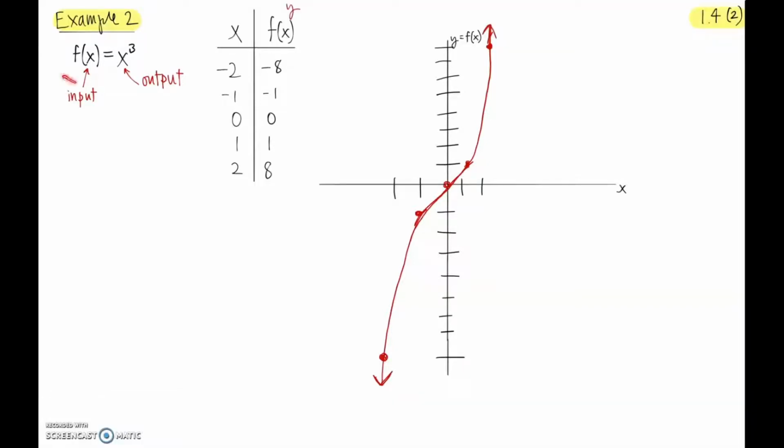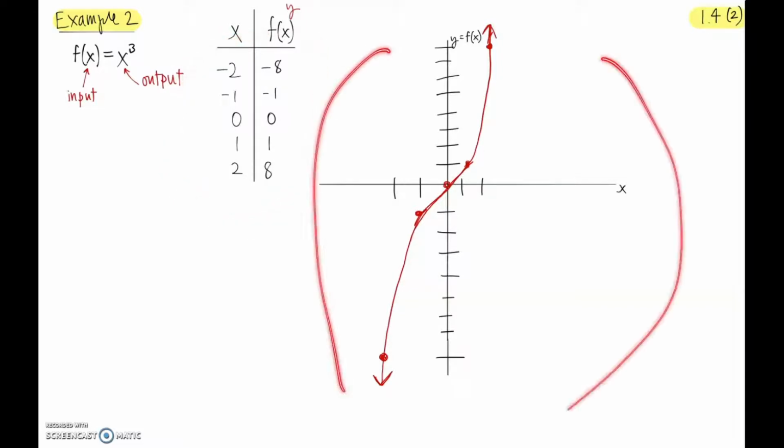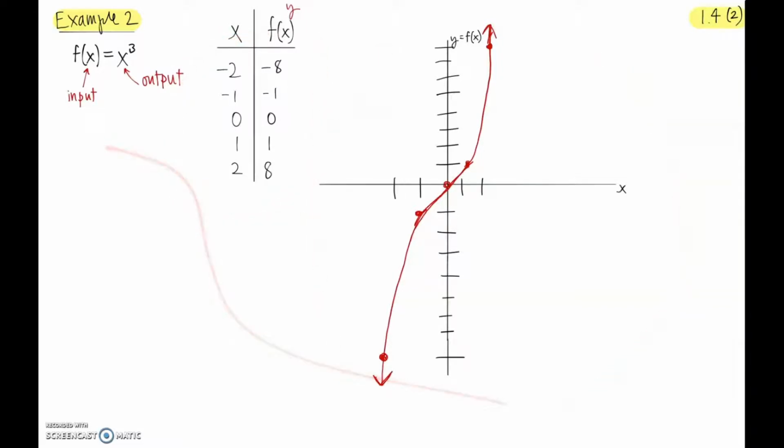So we've got one function represented with a formula, with a table here, and with a graph. And so we have a pretty good picture of this function. These are all representing the same function. It's just like different pairs of glasses. We can see different things with the different representations.